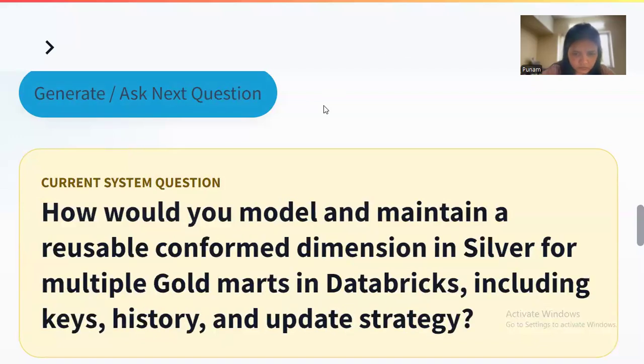How would you model and maintain a reusable conformed dimension in silver for multiple gold marts in Databricks, including keys, history, and update strategy?